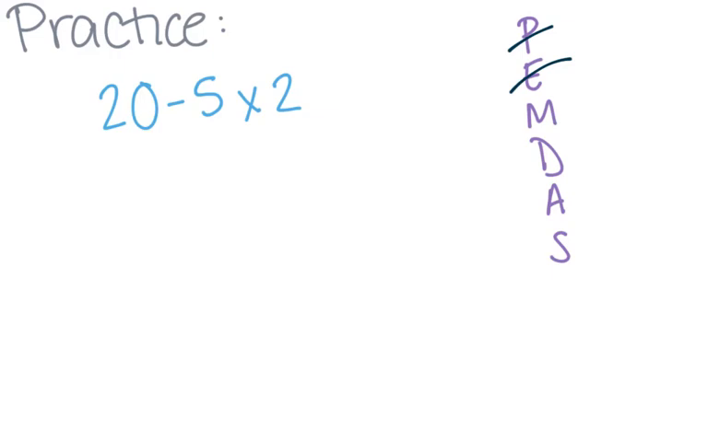Our next example is 20 minus 5 times 2. And so we have a subtraction and a multiplication problem. According to PEMDAS, we have to do the multiplication part first. So we're going to start with 5 times 2, and 5 times 2 is 10. And then we can subtract. So now 20 minus 10 is 10.